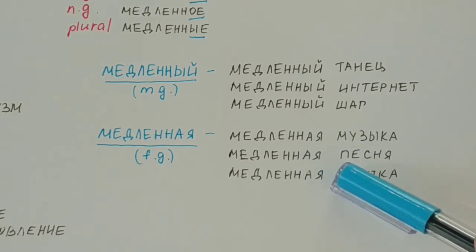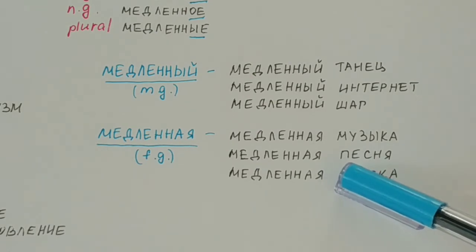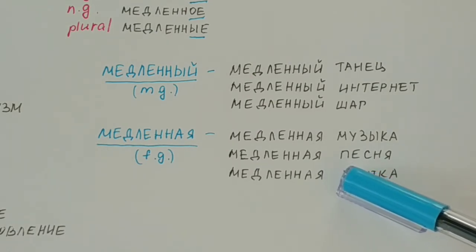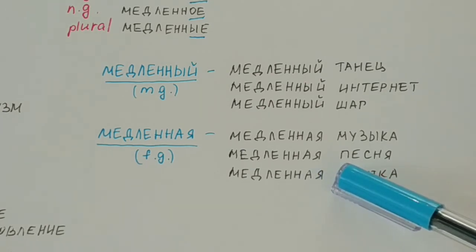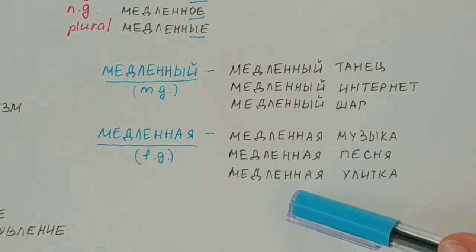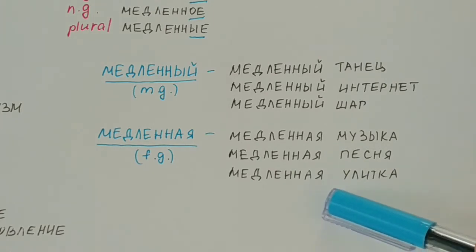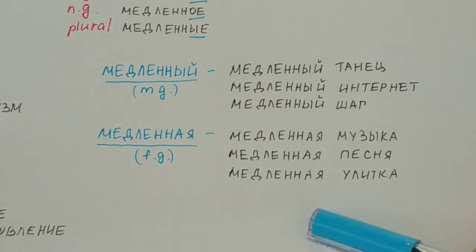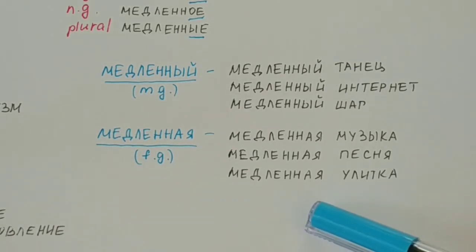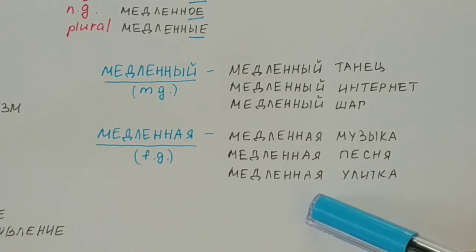Next is медленная песня. Песня is song, also a feminine gender noun, and медленная песня means a slow song. Next we have a kind of obvious example, which is медленная улитка. Улитка means snail, and of course a snail is very, very slow, so it's an obvious example. So медленная улитка means a slow snail.